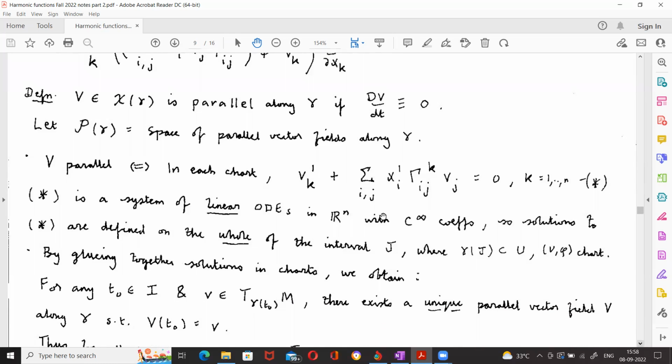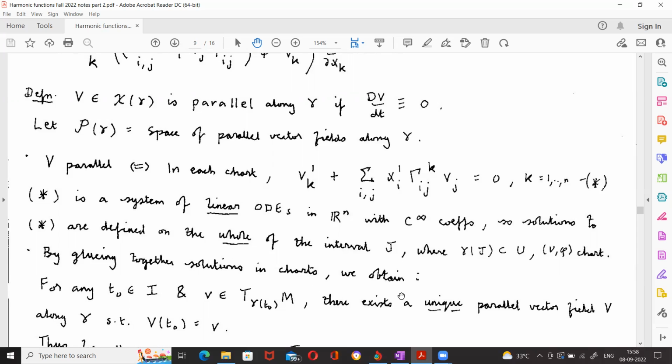This we did for a part of the curve which was contained in a chart. But for the whole curve, we can cover it by finitely many charts. On each chart, we have a parallel vector field, a solution to this linear ODE. Then we can glue together the solutions to get a solution on the whole interval. Does this make sense? I'm not going to go into details on that. You can glue together the solutions in charts.